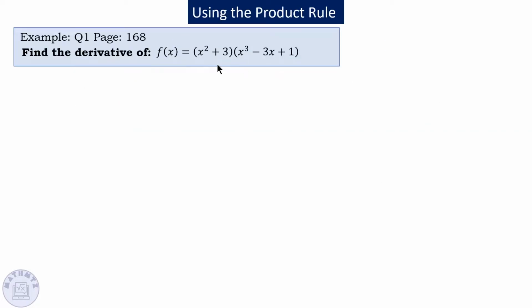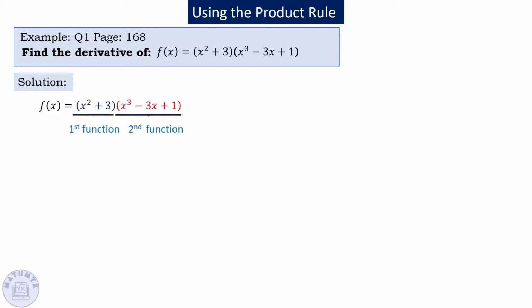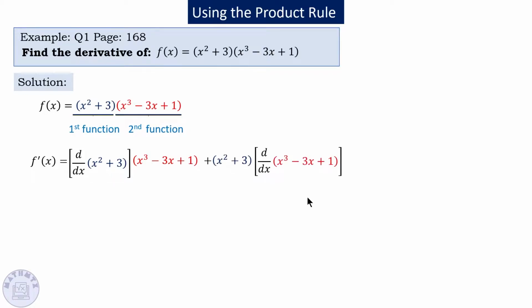Here's an example. Find the derivative of this function. And you can see you have two expressions multiplied. Each has variables. So we need to use the product rule. If this is the first function, we'll consider this to be the second function. Then the derivative will be derivative of the first times the second plus the first times derivative of the second.